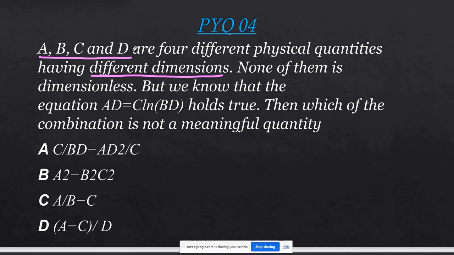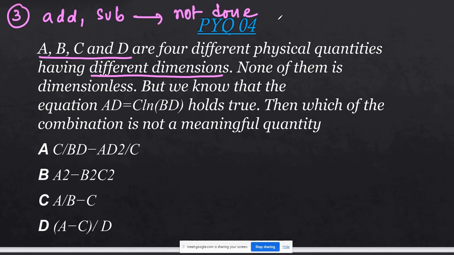So can you do addition and subtraction in that case, Sahiti? Different dimensions. No. Why? According to the third point of the principle of homogeneity, addition or subtraction can be done if they have the same dimensions. Here the dimensions are different, so addition and subtraction cannot be done. Is this point clear? None of them is dimensionless, which means A has dimensions, B has dimensions, every quantity has dimensions.